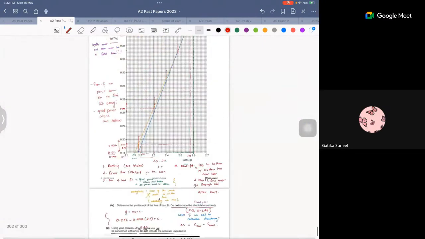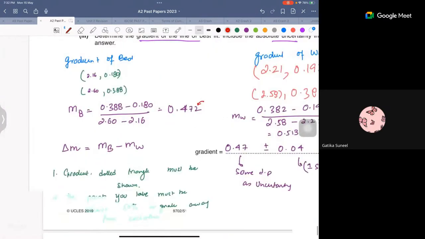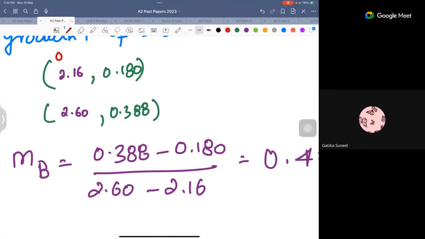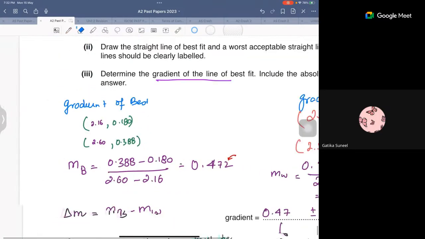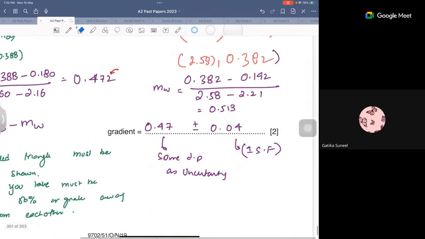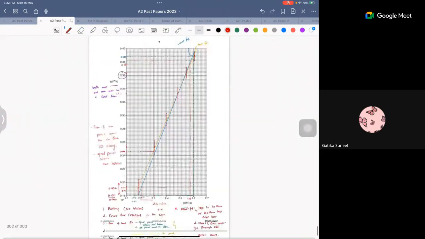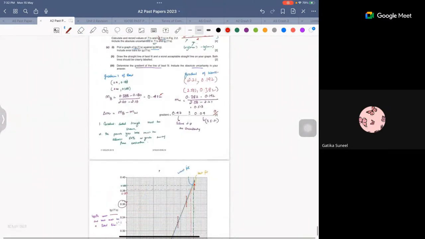It has nothing to do with anything else. So any value, if you got the gradient wrong, for example, I was doing this, I took 0.216. If I had done the whole exam with that mistake, I would have only gotten this wrong, zero, and the rest of the things would be absolutely fine. There would have been no issues at all. I hope you guys understand that. Uncertainty can be that large. That is true. It's fine. Don't worry about that.